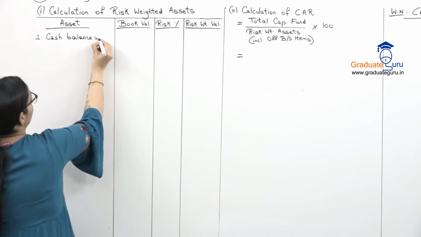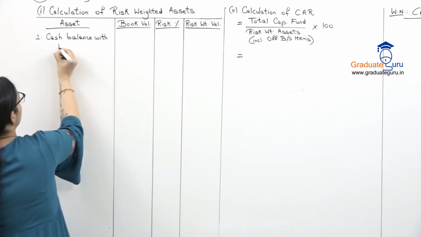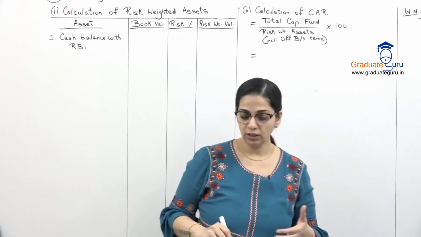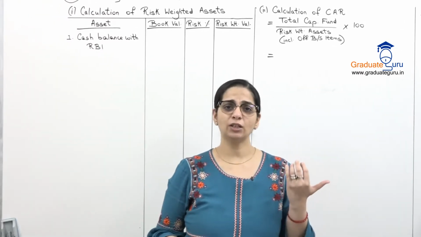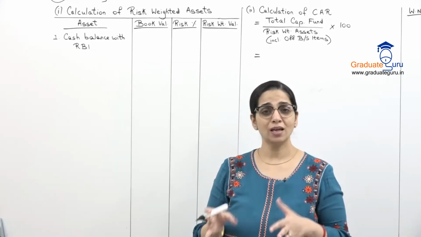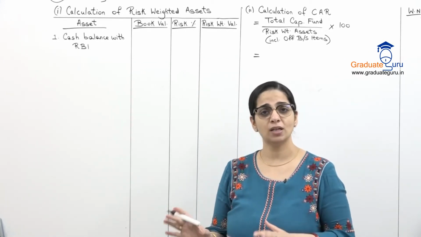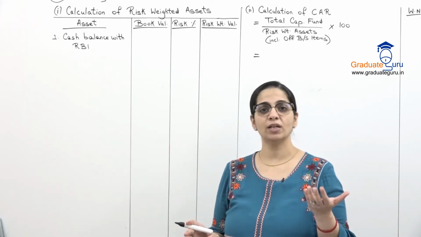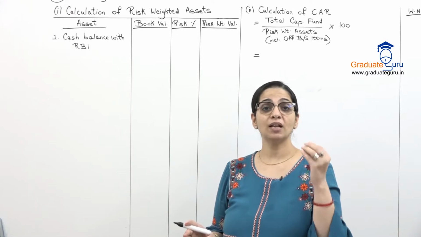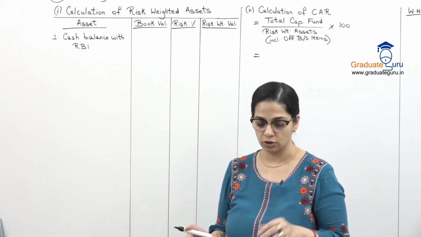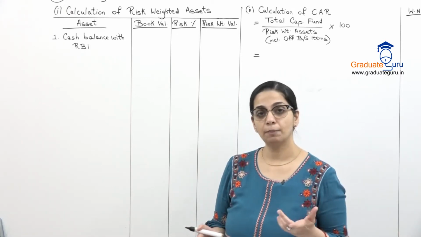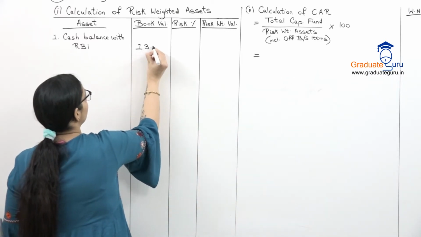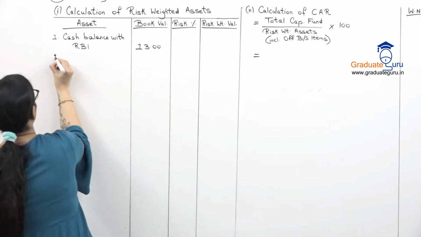And they have already given us the book values over here which we are going to use. So the amounts are given. The amounts are in lakhs. For these calculations you can use the same amount as given in the sum. No need to change it to thousands because finally we have to calculate the capital adequacy ratio in percentage. So cash balance with RBI is 13 lakhs. So they've given 13.00. I will write it in that same manner.